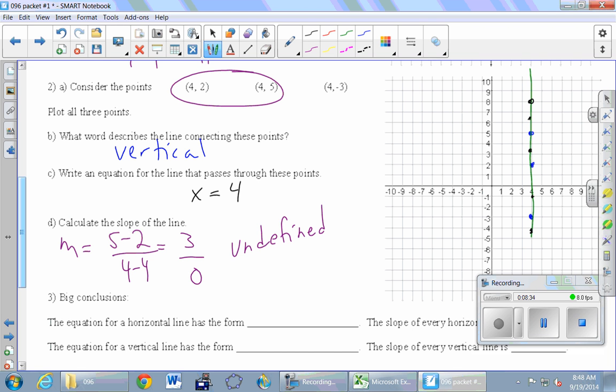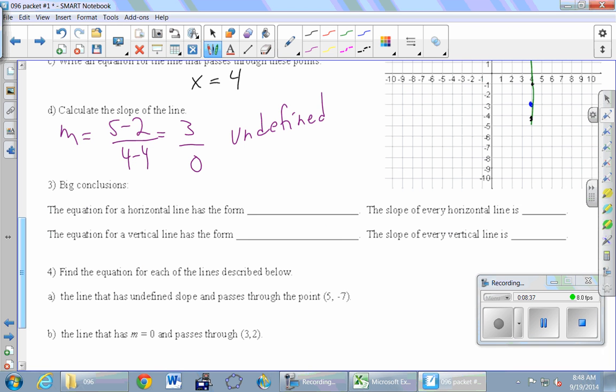Okay, Kira, can you read number 3? Okay, let's fill in the blank. The choices are y equals a number and x equals a number. Horizontal line. Which one is it? Y equals some number. Go ahead, Kira. The choices are 0 and undefined. 0. That's what we saw up above in example 1. Keep going. Okay, every vertical line looks like x equals a number. Undefined.